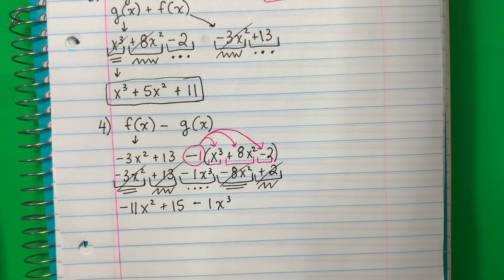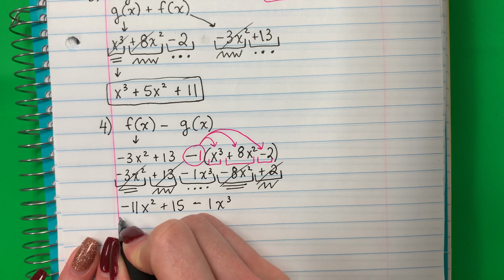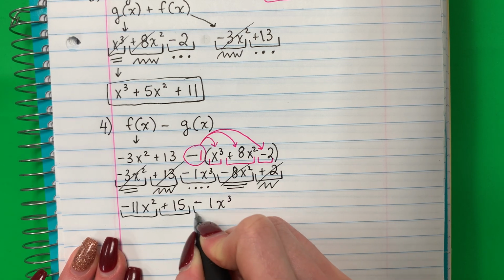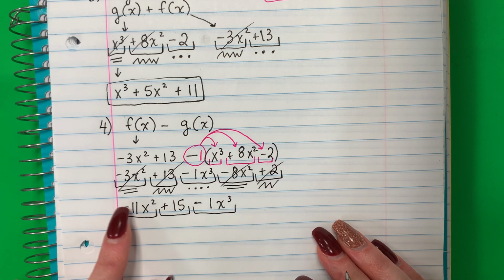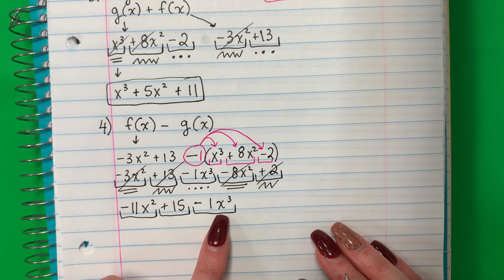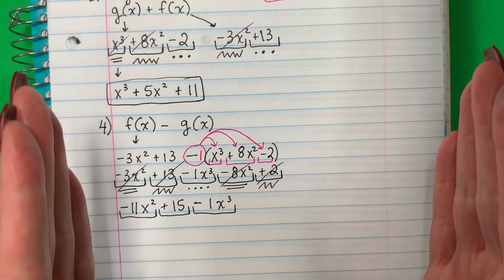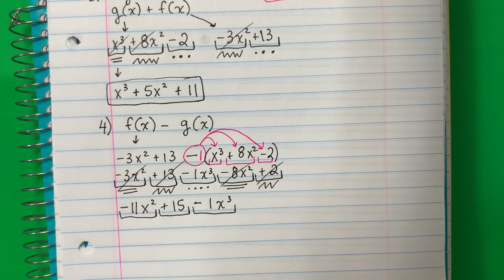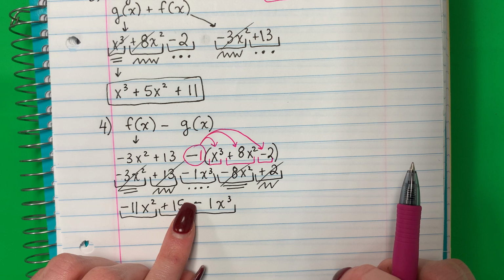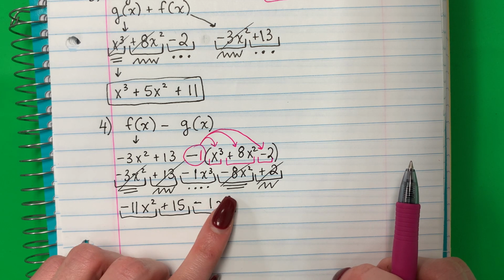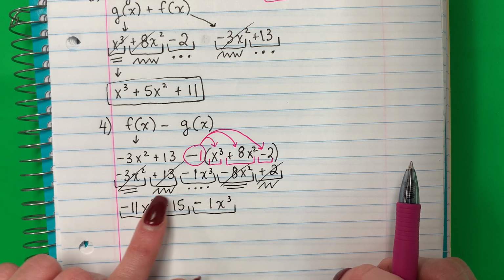Are they in order? No, they're not. So how many parts? 3. 1, 2, 3. This minus with 11. This plus with 15. This minus with 1. The order is biggest exponent to smallest. So look at the small numbers. This is 2. Here there's no exponent, it's 1. Here exponent 3. So 2, 1, 3.